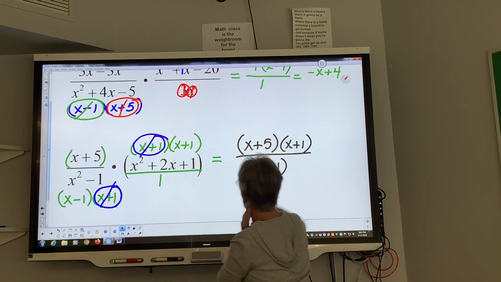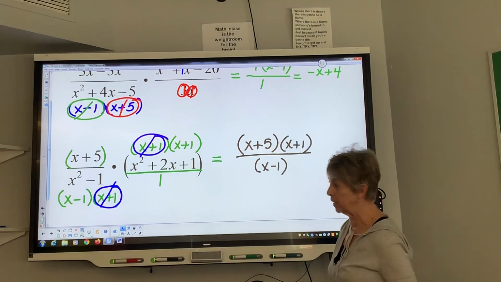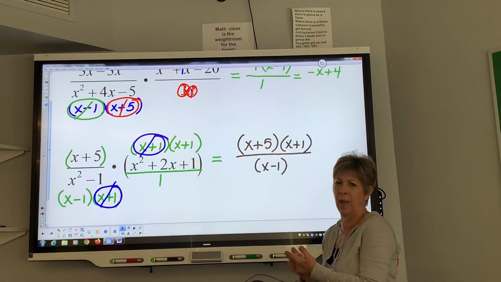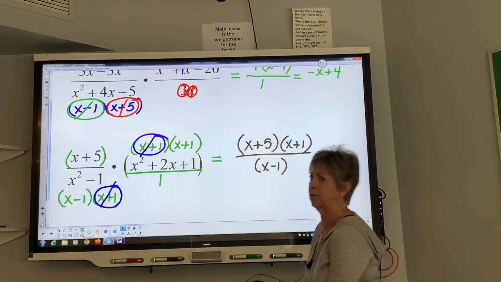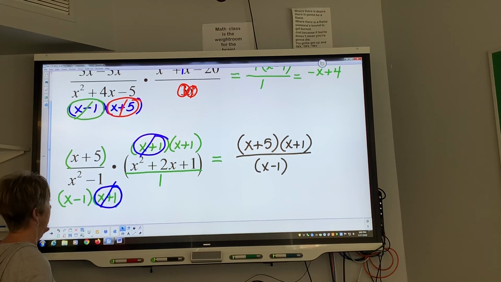Okay? Now, x plus 1 and x minus 1 are not opposite, so I can't do anything with those. Okay? And I'm not going to ask you to multiply, to FOIL those out. Just leave it in factored form. It'll make your life a little bit easier. We don't need any more stress right now.